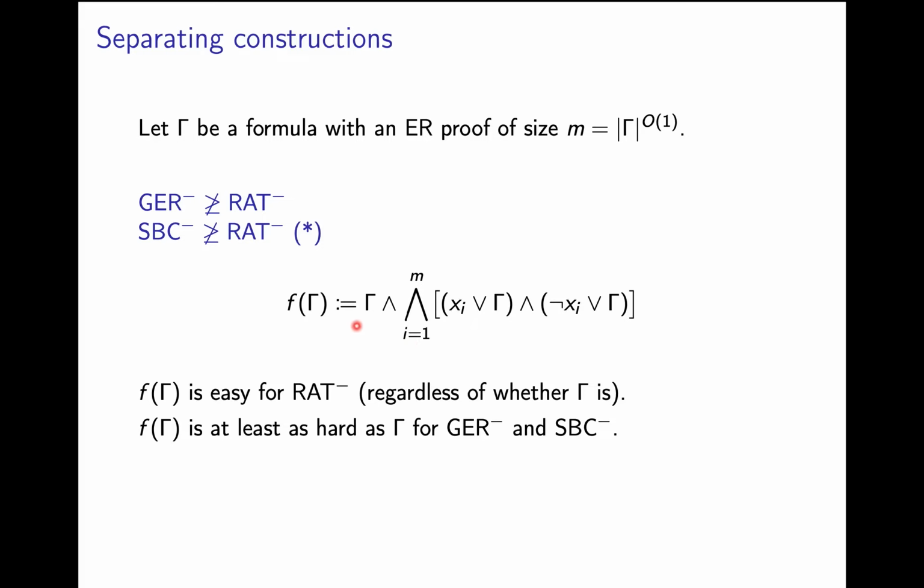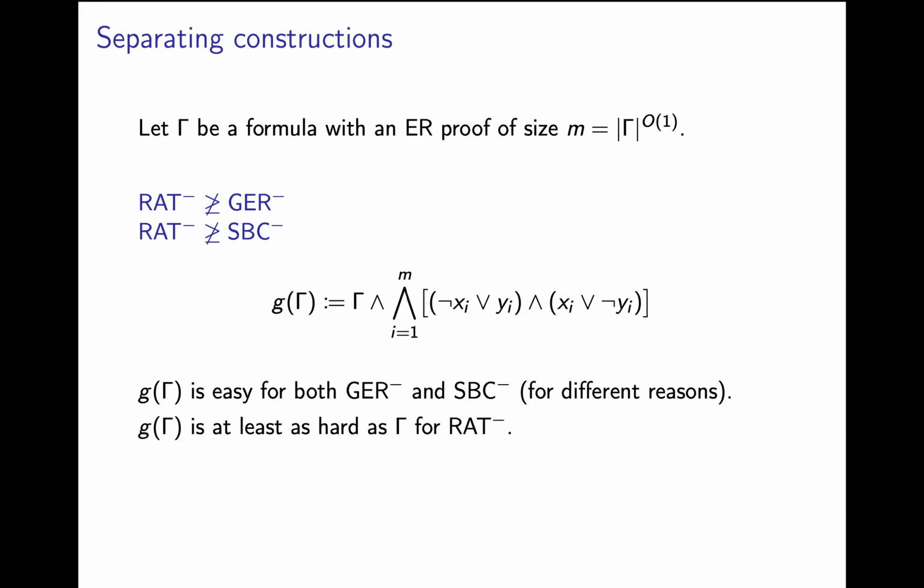First of all, it contains gamma itself. It also contains m new variables, xi, such that xi and not xi appear in disjunctions with every clause of gamma. It turns out that this formula is easy for this Rat minus system, regardless of whether gamma is. And the other two get no speedups, despite the presence of the new variables here.